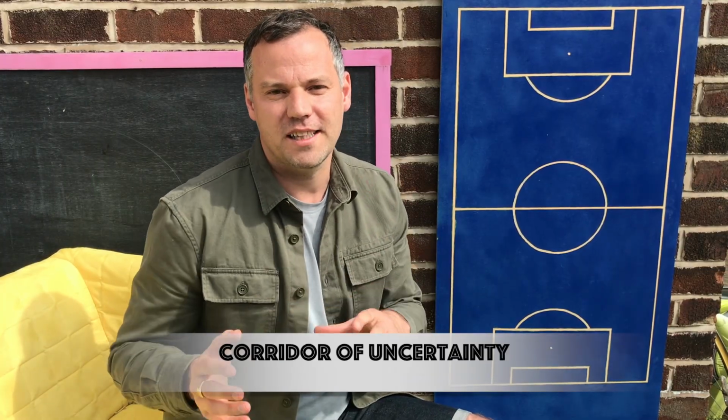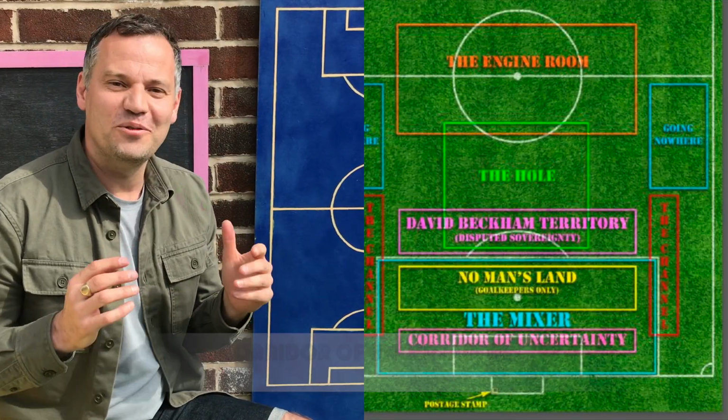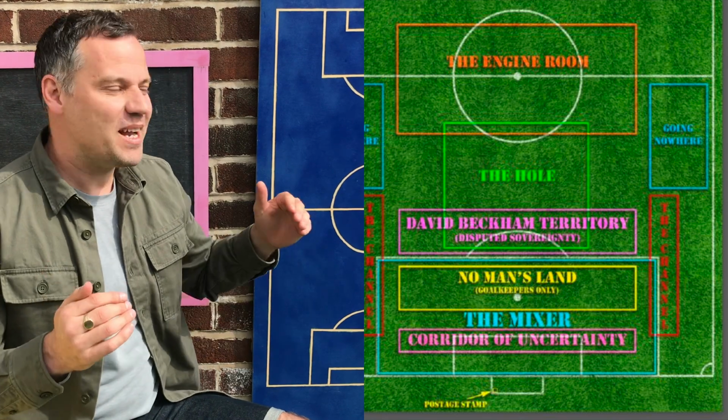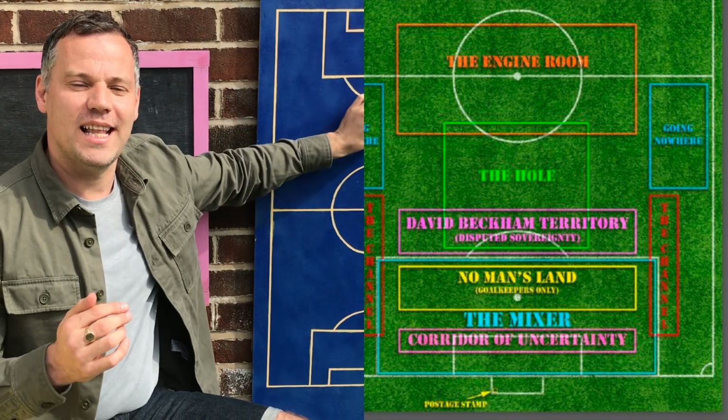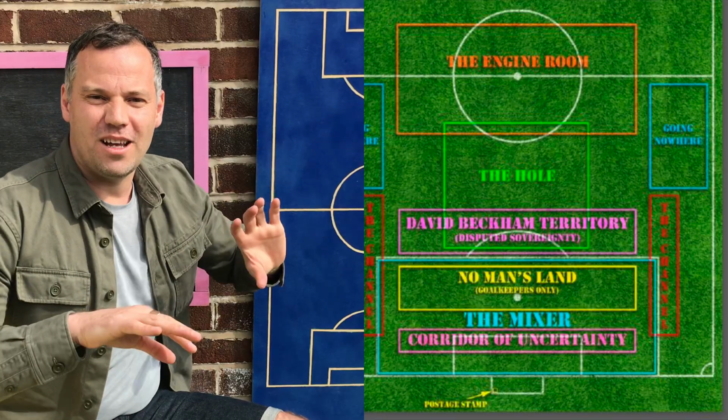Another cliche or phrase that comes from cricket actually is the corridor of uncertainty. So the corridor of uncertainty is the area between the goalkeeper and the last line of defence. So it's uncertain because the goalkeeper doesn't know whether to come to collect the ball and the defender doesn't know what to do. So if you can cross the ball in that area, this is called the corridor of uncertainty.